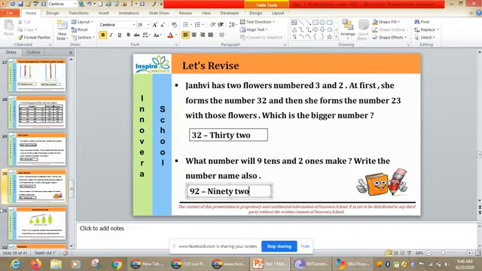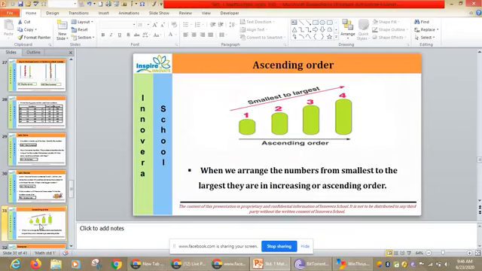Now we are going to revise what is ascending order and descending order. In the previous chapter also we have done ascending and descending order. हमने किया है. So we will revise it once again by taking big numbers. So what is ascending order? Ascending order क्या होता है?